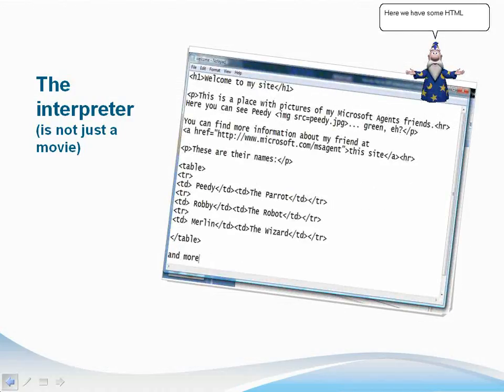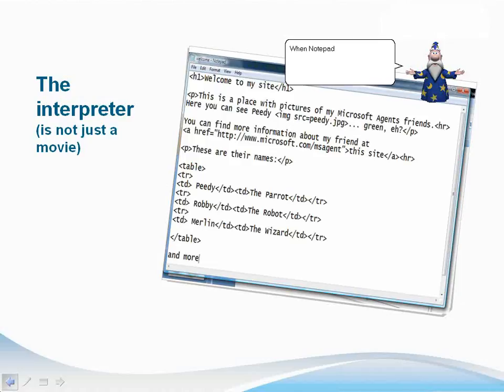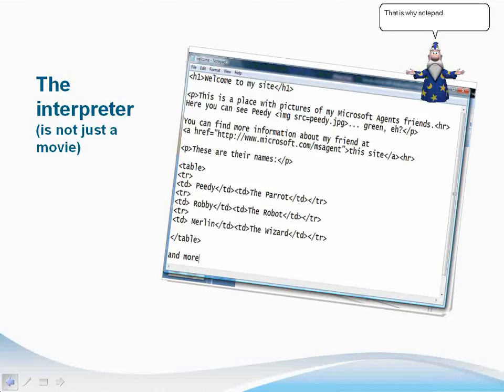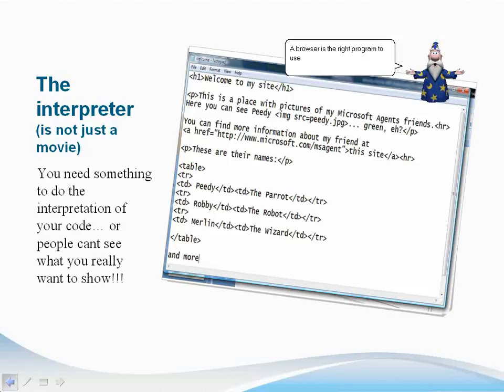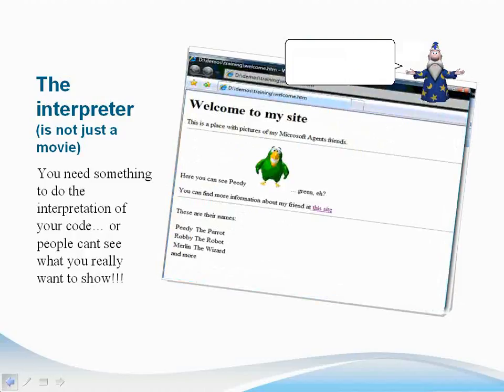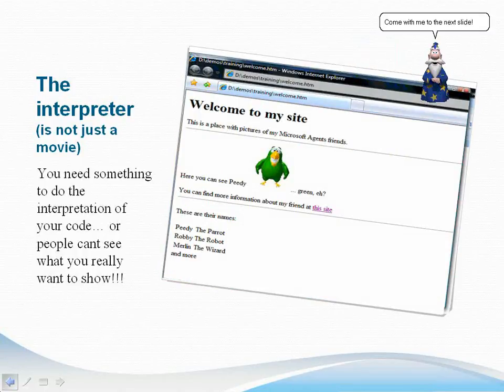Here we have some HTML code inside Notepad. When Notepad opens a HTML document, it doesn't have the ability to do an interpretation of HTML. That is why Notepad just shows us the code, nothing more. But what happens when we give this same code to a browser? A browser is the right program to use to do an interpretation of HTML code. Hopefully you have a better understanding of what an interpreter does in the world of computers. Come with me to the next slide.